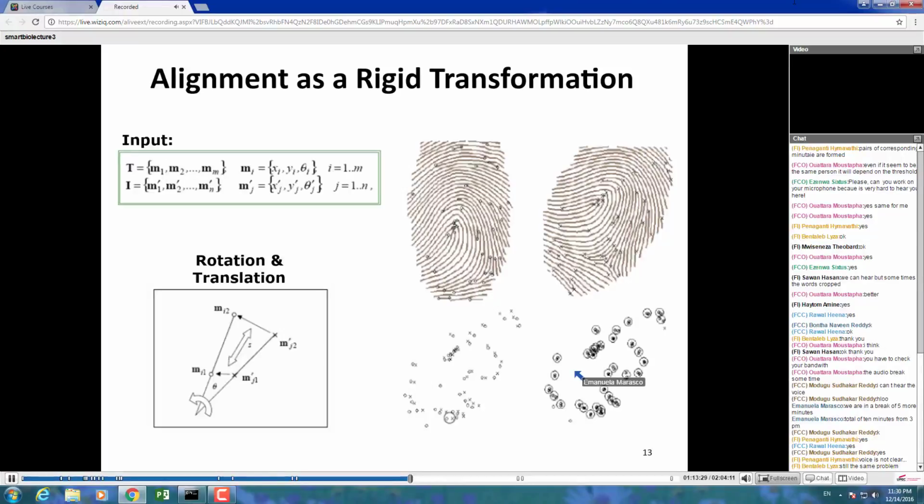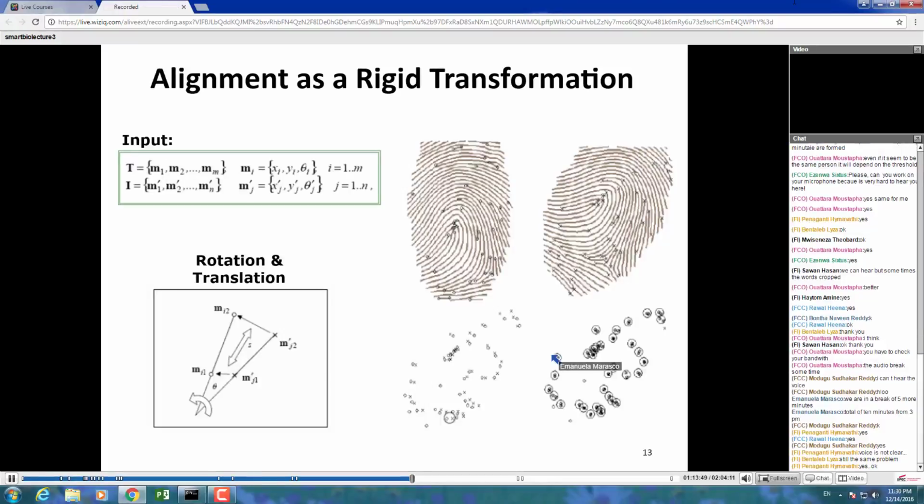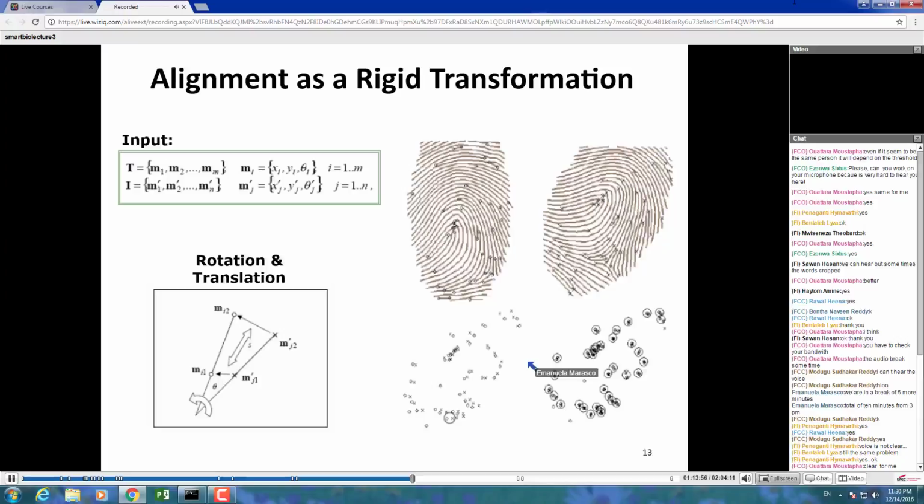I can repeat. I can just summarize this slide, which I discussed just after the break, now that the voice is clear. I summarize the alignment, right? The concept of alignment as the first step of the matching algorithm. So we have a rigid transformation to accomplish, which is based on a rotation. Each point is rotated by a certain theta angle, and then translation.